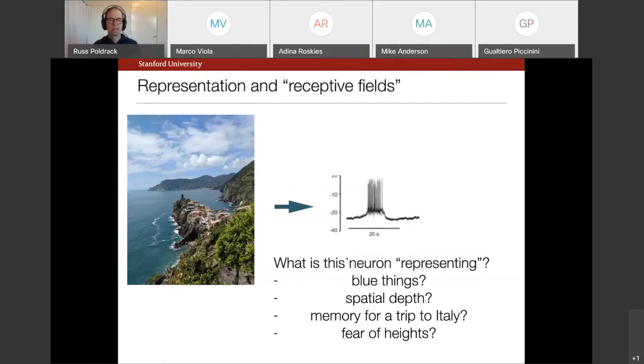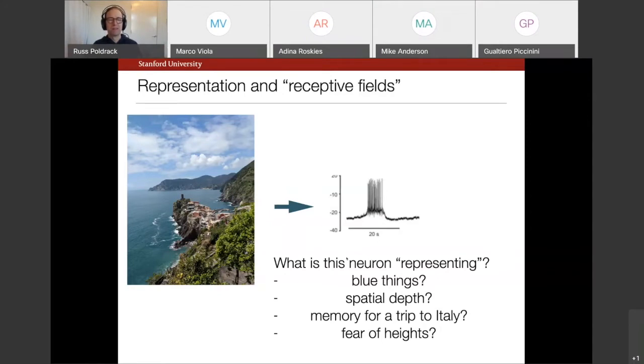So let's take this image of Cinque Terre, right? What if I see a neuron in the brain that fires in relation to this particular image? What would we say that neuron is representing, right? And there's basically an infinite set of things that it might be representing, right? It might be representing blue things. It might be representing spatial depth. It might be representing memory for a trip to Italy. It might be representing fear of heights, right? Just based on this one particular finding of neuronal response to an image, we can't really say, right?